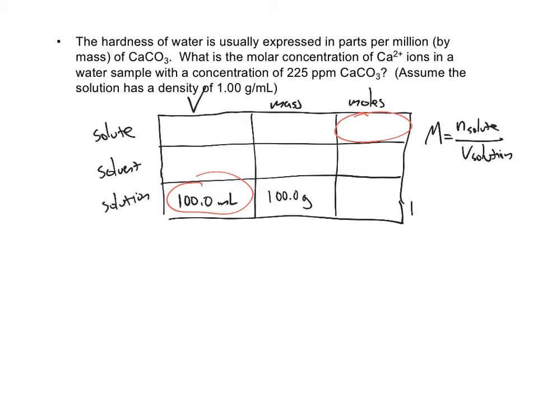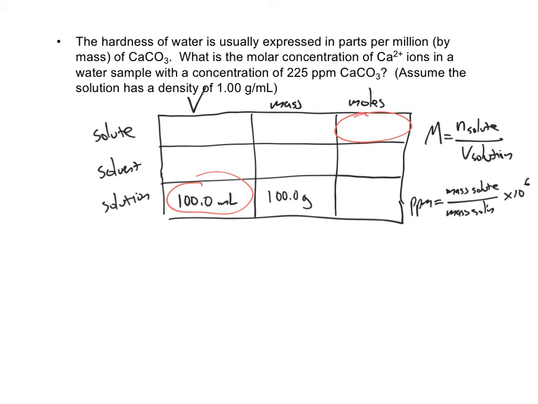Well, the equation for parts per million is the mass of the solute divided by the mass of the solution times 10 to the 6th. And we have the concentration in ppm, that's the 225. We have the mass of the solution, that's our 100 grams. So the only thing we don't have here is the mass of the solute. So I should be able to use the ppm equation to find the mass of the solute. And then I know I can go from mass to moles using molar mass. That'll give me the moles of the solute, and so then I have everything I need to get the molarity.